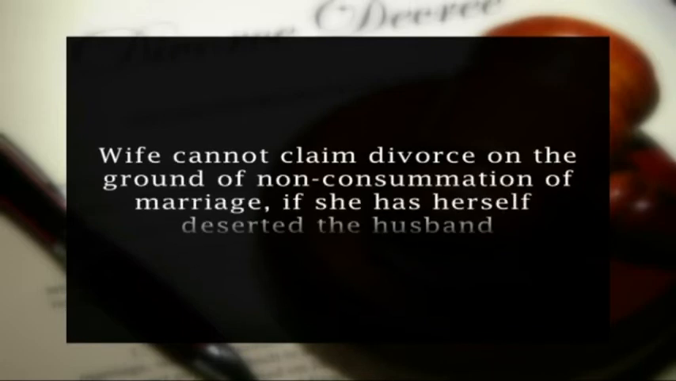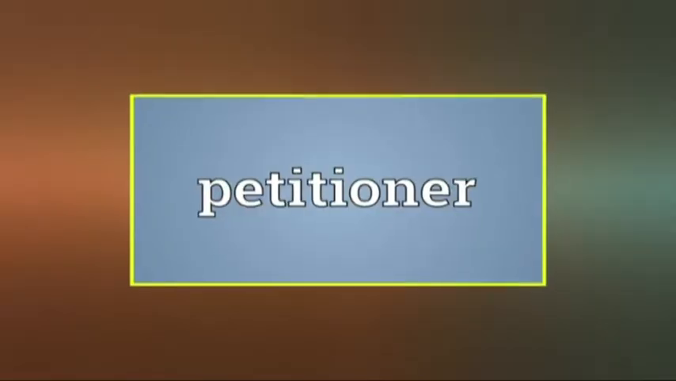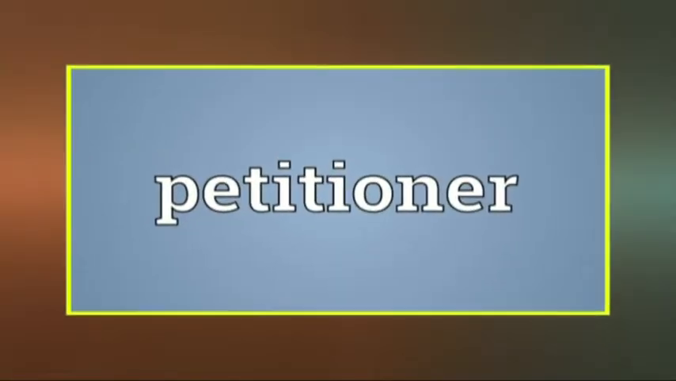Therefore, a wife cannot claim divorce on the ground of non-consummation of marriage if she has herself deserted the husband. Number 2, accessory. The petitioner must not have been accessory to the fault of the respondent. Number 3, condonation. The petitioner should not have forgiven the fault of the spouse either in implied or express form.